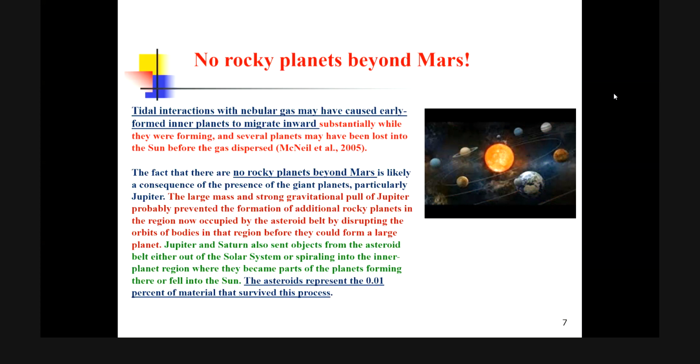One of the reasons that we understand would have been responsible for this was the extremely massive planet Jupiter, and its strong gravitational pull. Jupiter is the most massive body in the solar system after the sun, so it exerts a strong gravitational pull on the other bodies, and that is what probably prevented the formation of a full-fledged rocky planet in the region that is occupied by the asteroid belt. And it is known that Jupiter and Saturn also scattered objects from the asteroid belt. Either they attracted them and they were expelled, or pushed towards the outer periphery of the solar system, or they were pushed inwards where they could have been consumed by the sun, right? And remember that the asteroids represent just about 0.01% of the material that we think would have survived this entire process, right?